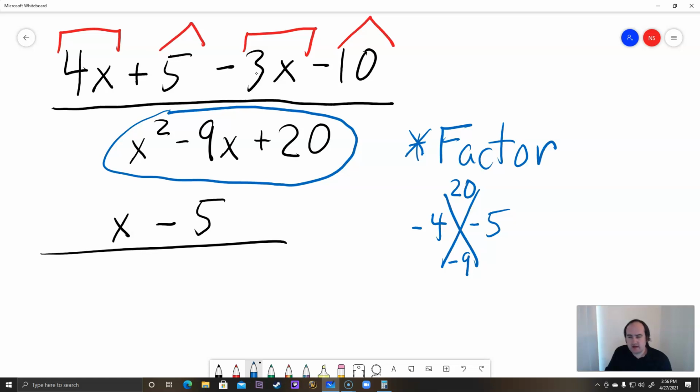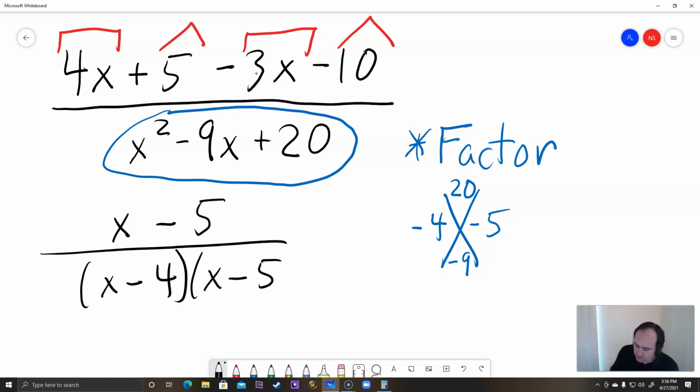Okay, so we have x minus 5 all over x minus 4 times x minus 5. Okay? And in the numerator, we're going to put parentheses around it. And the reason I'm doing that is just so that, because it has more than one term, I want to point out to you that now we have a common factor of x minus 5 on the top and the bottom. Okay, and because we have that, we can cross those out.